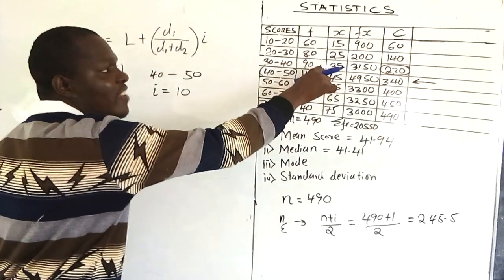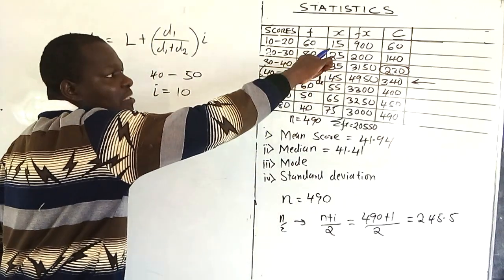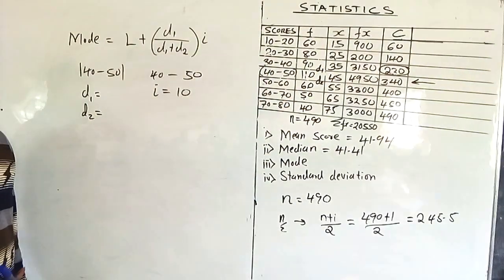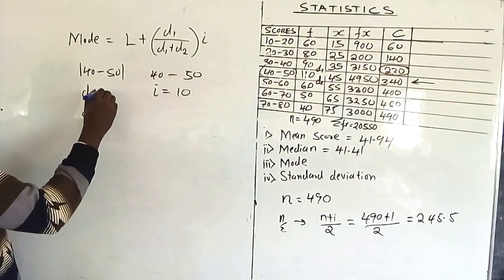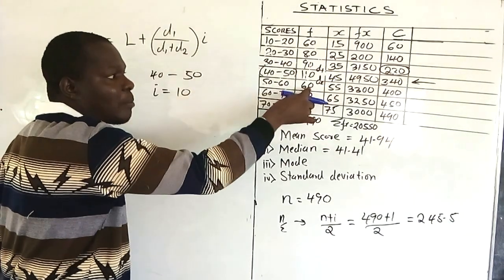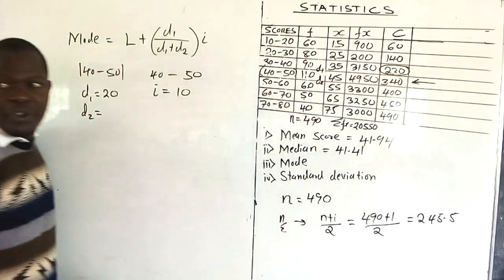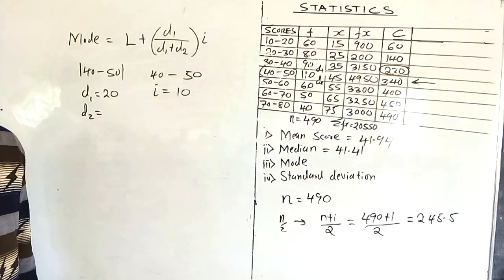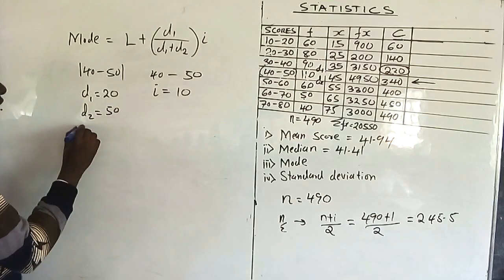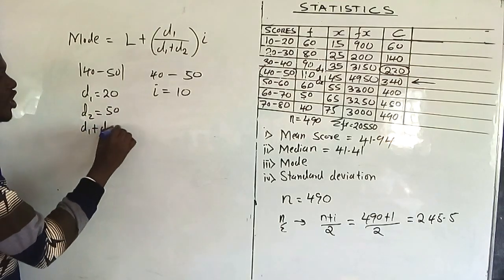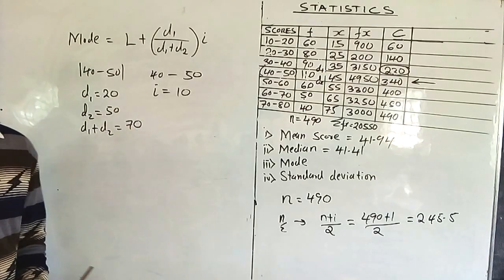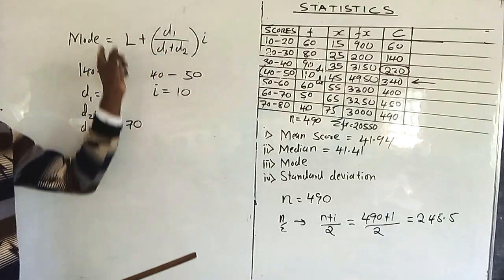So D1 is here in the middle, frequency of the model class minus frequency above it, meaning it is 110 minus 90, isn't it? Yeah. You get D1 to be 20, then D2 is the one in the middle there, 110 minus 60, the frequency below it, isn't it? So 110 minus 60 is 50. Then after that you can now see D1 plus D2 is 20 plus 50, which is 70, isn't it? See, now we have everything.